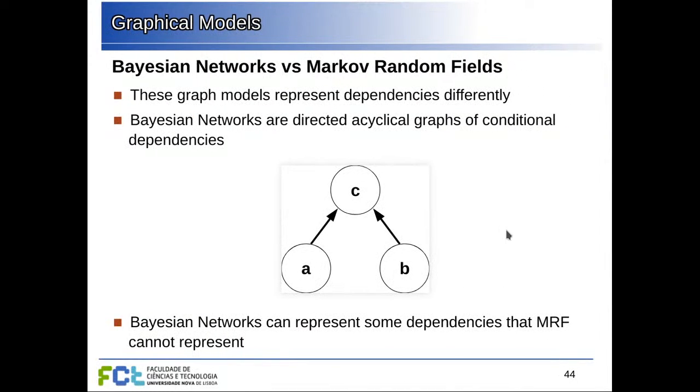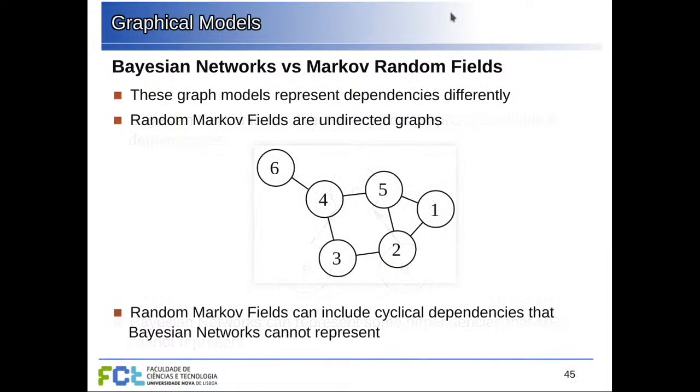Okay, so the big difference between Bayesian networks and Markov random fields is that in Bayesian networks we are using directed acyclical graphs to explicitly indicate conditional dependencies between pairs of variables. So this can represent some kinds of dependencies that we cannot represent in Markov random fields, because we don't have a directed graph in Markov random fields. So we are not expressing which variable depends on which one.